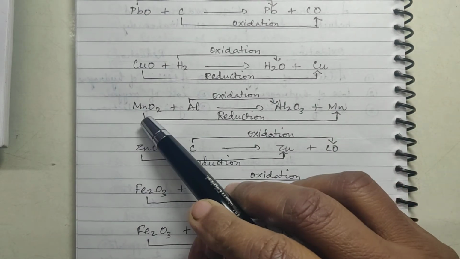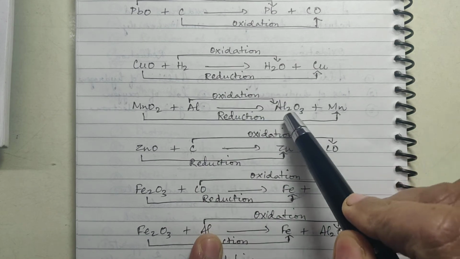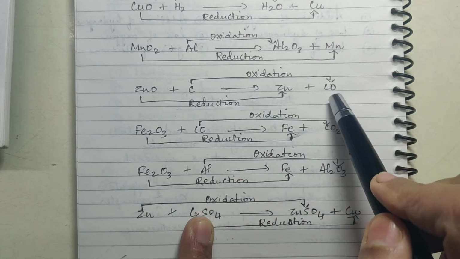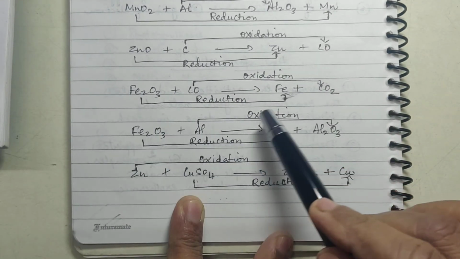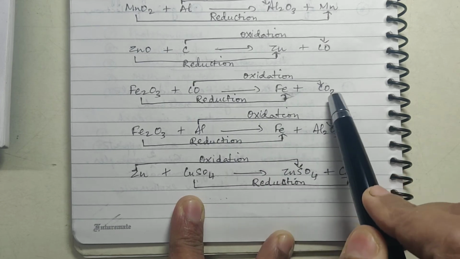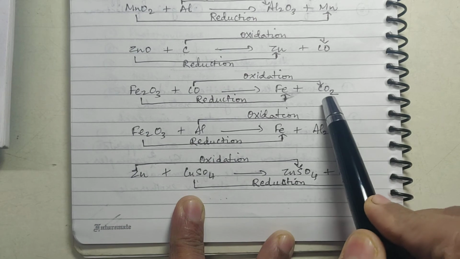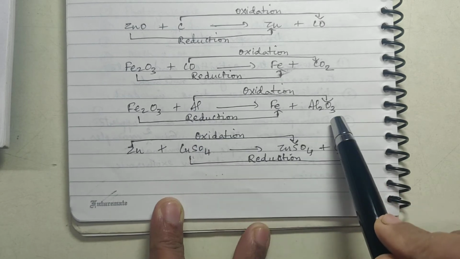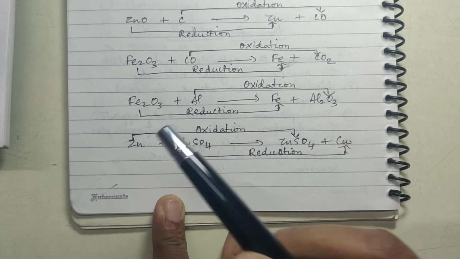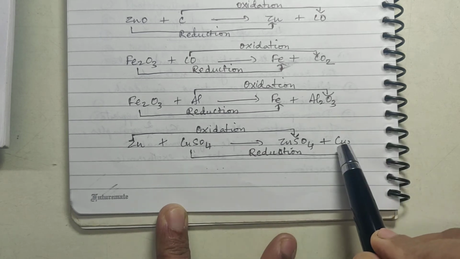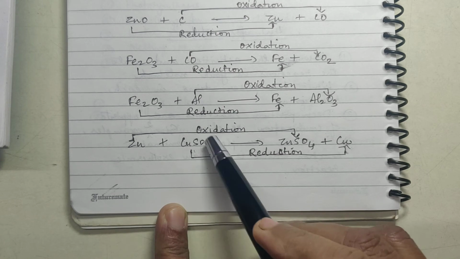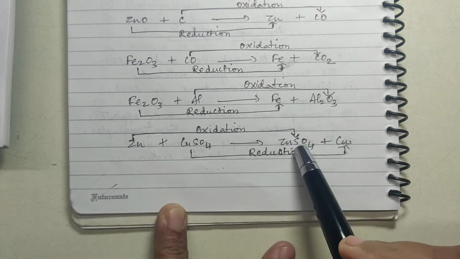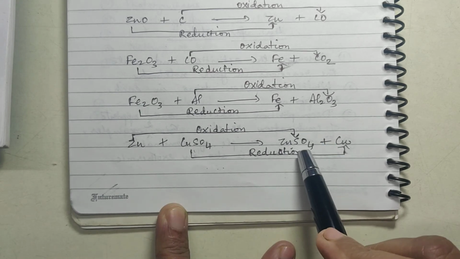Same way here MnO2 is reduced to Mn, Al is oxidized to Al2O3. Same way zinc oxide is reduced to zinc, carbon is oxidized to carbon monoxide. Fe2O3 is reduced to Fe, CO is oxidized to CO2. Here there is one oxygen, here there are two oxygen, so it is oxidation. Same way Fe2O3 is reduced to Fe, Al is oxidized to Al2O3. Now here zinc is oxidized to zinc sulfate, copper sulfate is reduced to copper. Now here also you can take the same way. ऑक्सीजन यहाँ से सल्फेट की फॉर्म में पूरा हट गया, कॉपर बन गया तो रिडक्शन है. जिंक टू जिंक सल्फेट SO4 O ऐड हुआ तो ऑक्सीडेशन.